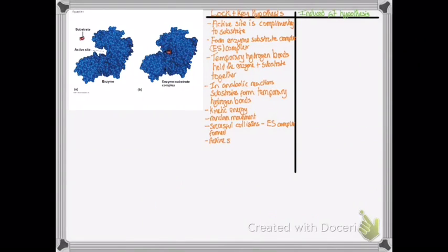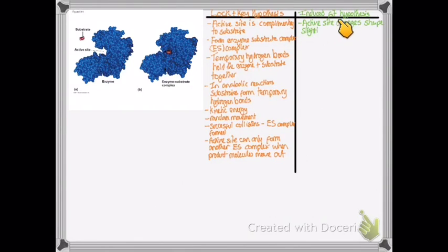So then we've got the induced fit hypothesis, and the induced fit hypothesis is slightly different from our lock and key hypothesis. Whereas with lock and key, we're basically saying every enzyme has a specific substrate and it's an exact fit and it doesn't change shape, it just slots in like a key into a lock. Okay, that's exactly what it is. It must be the perfect fit.